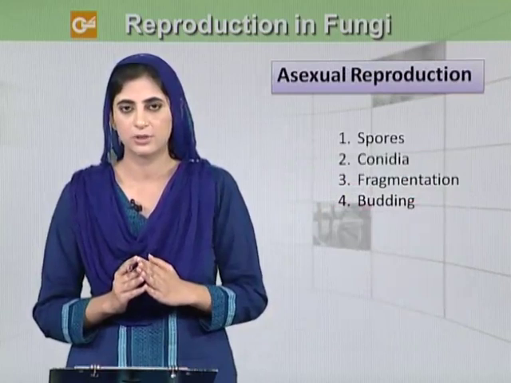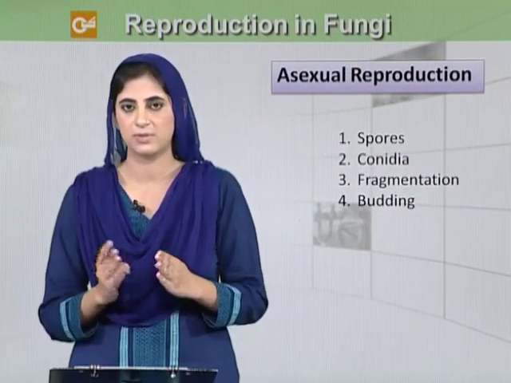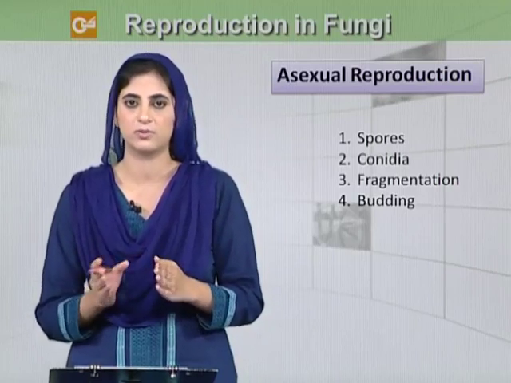Talking about asexual reproduction, there are four types by which it can occur. Number one is by spores, number two is by conidia, number three is fragmentation, and the fourth one is budding.